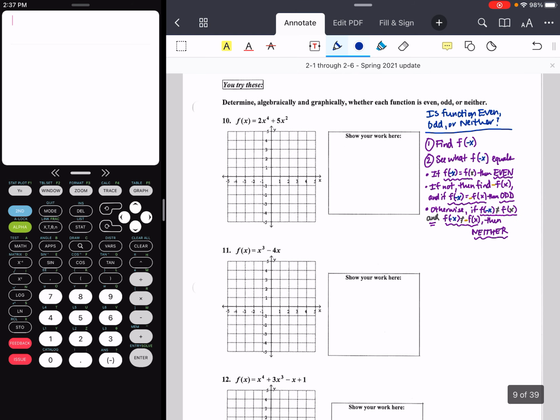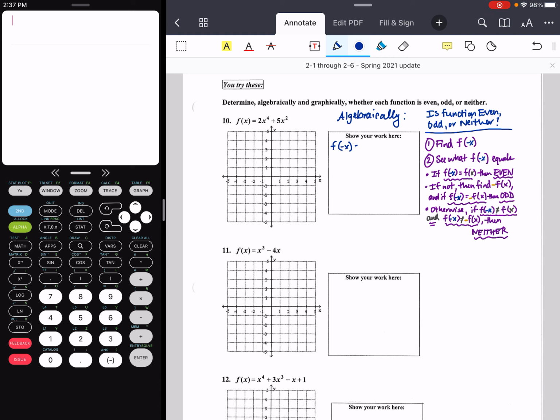All right, so let's take a look at number 10. It says determine algebraically and graphically whether each function is even, odd, or neither. I'm going to show my algebraic work. Algebraically will be over here, so I'm going to start with that. Number 10, f of x equals 2x to the fourth plus 5x squared. First, I'm going to find f of negative x.